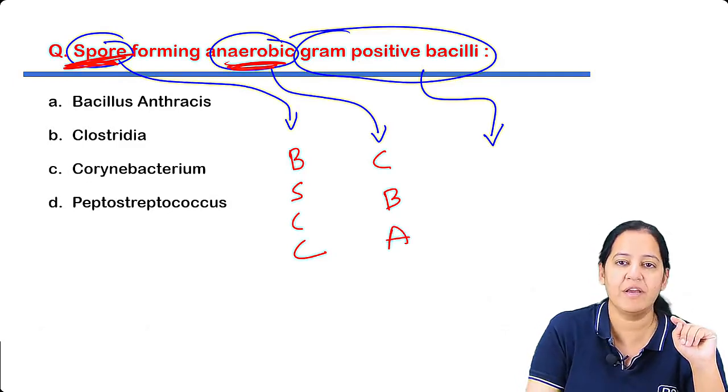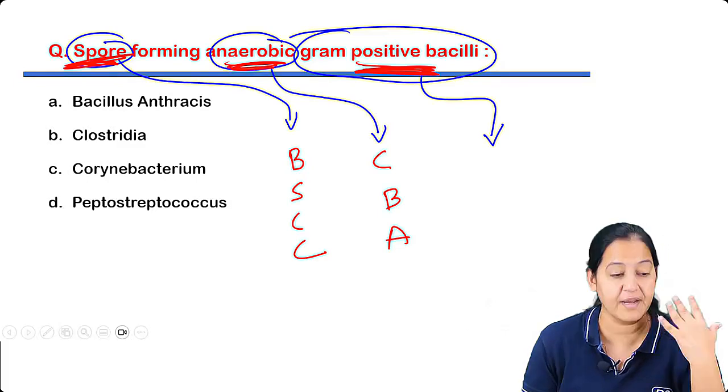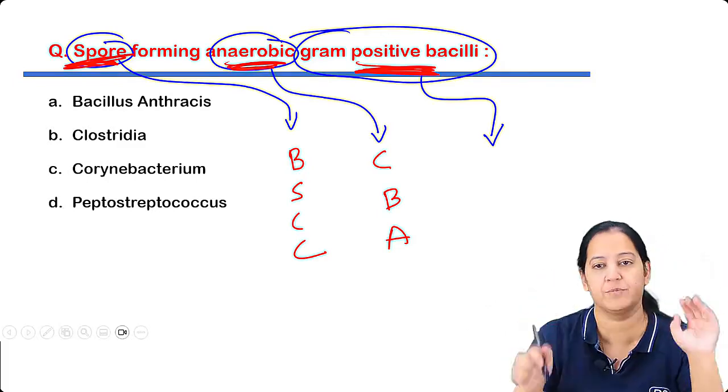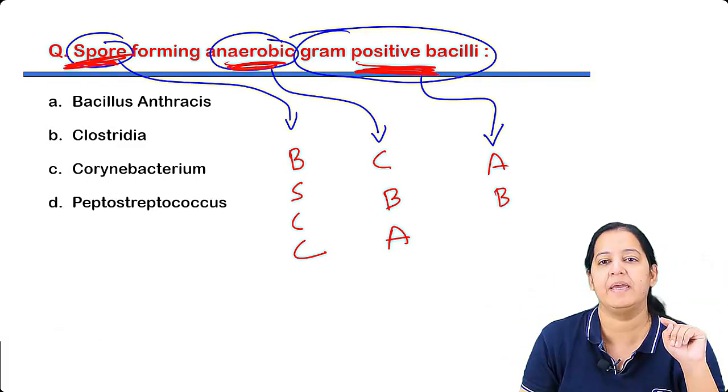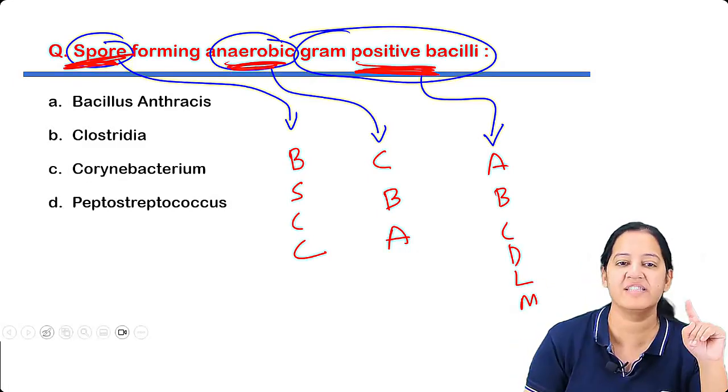Okay? And how many gram positive bacilli are there? There are 6 gram positive bacilli. The mnemonic is A, B, C, D, L, M. I want you to say the full form of all these and search for the common.